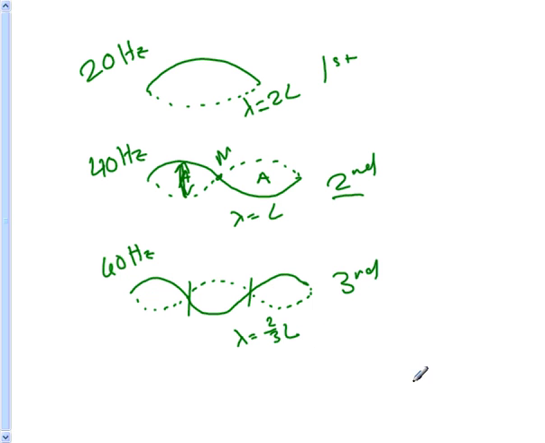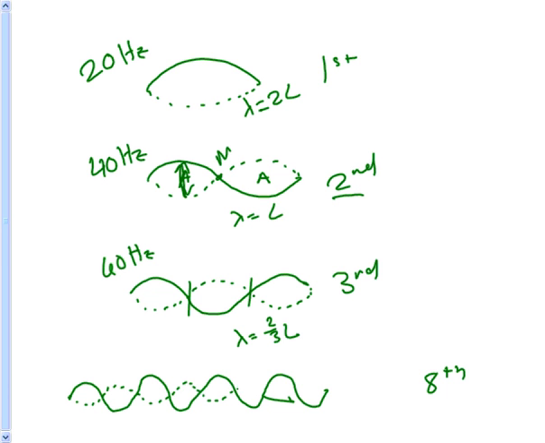So if you had something like the eighth harmonic, let's see if I can draw that. So we got 1, 2, 3, 4, 5, 6, 7, 8. 8 harmonics. I know that's a little messy, but how many wavelengths do we have here? We have 1 wavelength, 2 wavelengths, 3 wavelengths, and 4 wavelengths.